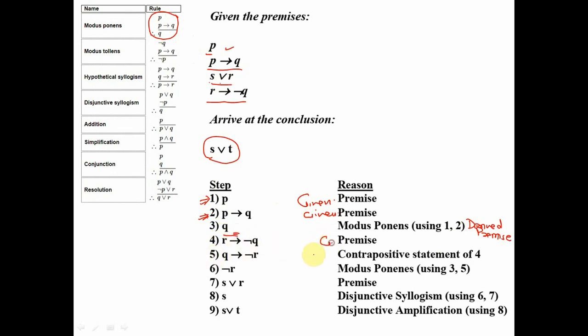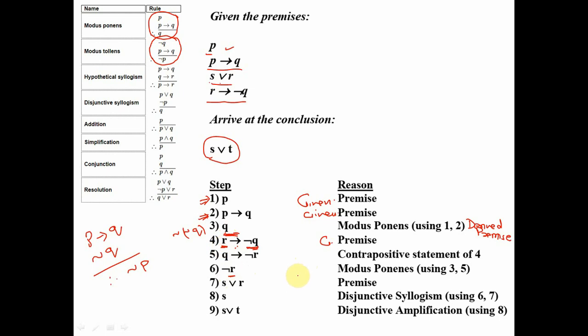Another given premise I have is R implies negation of Q. See modus tollens over here. Modus tollens says P implies Q and negation of Q, therefore negation of P. R implies negation of Q and I have Q, which I can read as negation of negation of Q. So P implies Q and negation of Q leads to negation of R.